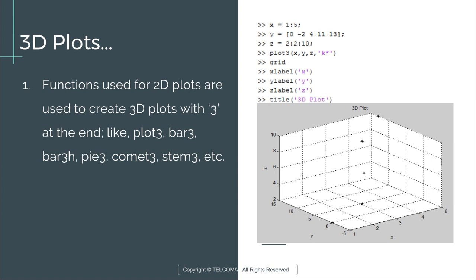I have to plot a 3D graph between x, y and z with stars. So I have used plot3(x, y, z, 'k*') in quotations. So k is the color of that particular star. I am using grid here, xlabel, ylabel, zlabel to customize our plot, and title as 3D.